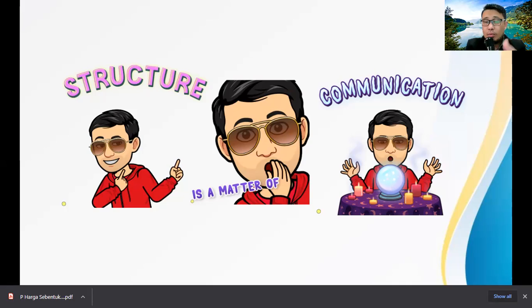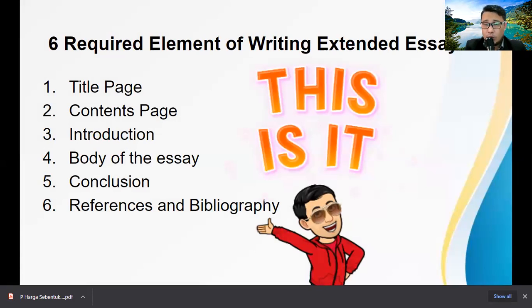How you can engage with the reader, how you can guide them to look at the whole of your essay until the end. So here are the six required elements of writing an extended essay. The first one is the title page, and then continue with the content page, and then lead by the introduction. So you are going to get into the main body of your essay here, and then continue with the body of the essay, close with the conclusion, and then you also need to attach or write the complete reference and bibliography you use as the source for your extended essay.